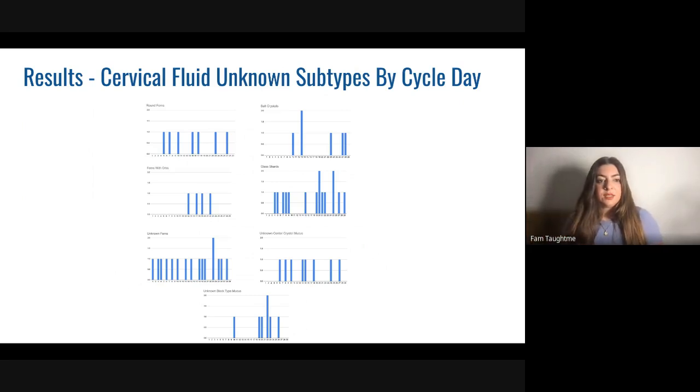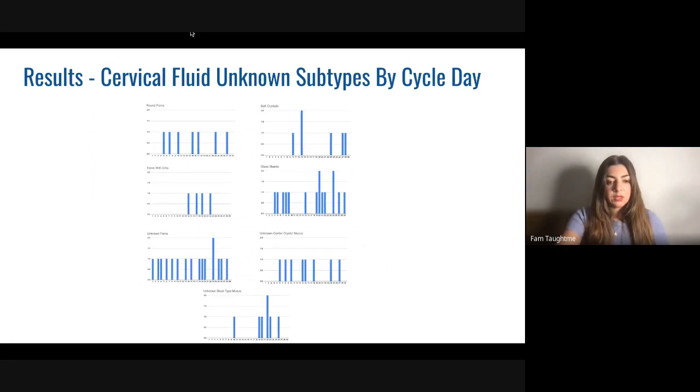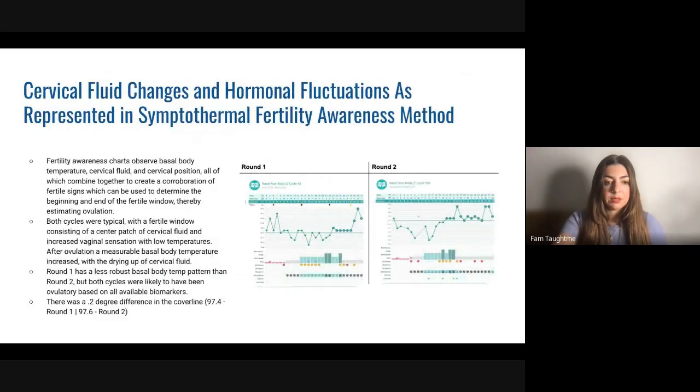And here is the cervical fluid unknown subtypes by cycle day. So all of those different types that we were just looking at, I measured when I saw them in the cycle. The unknown ferning patterns, for example, I saw those all across the cycle. The ferns with the orbs, I only saw during this very small window of the cycle. I think it was days 14, 17, 19, and 22, for example. So I was just trying to understand, is there a correlation here with fertility as well, or with the known subtypes for these unknown types, or do they show up more or less all across the cycle or randomly?